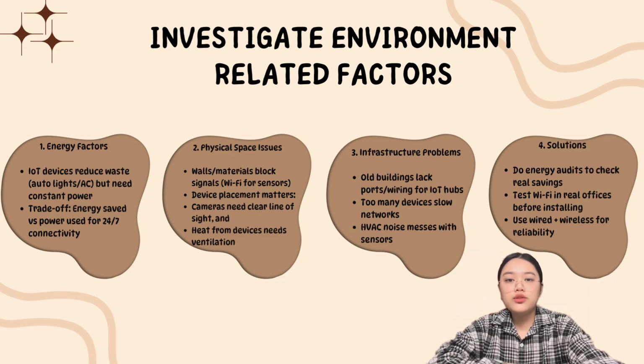So, moving on to infrastructure problems. In older buildings, we often face challenges like the lack of enough ports or wiring to support new IoT hubs. Also, if we connect too many devices to the same network, it can cause lag or connectivity issues. Even parts of the HVAC system, like the air conditioner, can create noise that interferes with certain sensors. So, checking the building infrastructure is key before installing anything.